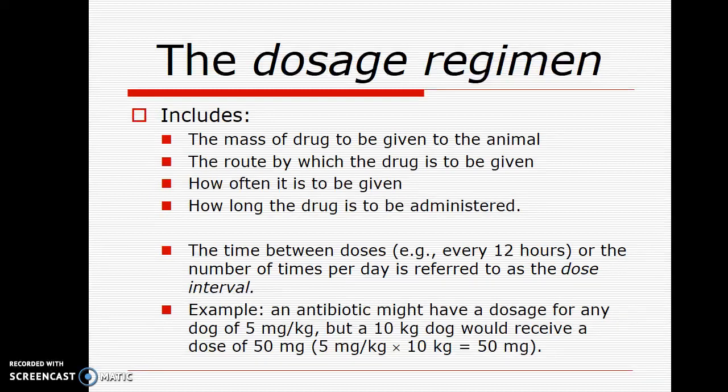And looking at the difference again between the dosage and the dose, in this example, the dosage is 5 milligrams per kilogram, but a 10-kilogram dog would receive a dose of 50 milligrams. And I've got the calculation there. We will be going over this in a lab, so we'll get more hands-on experience with using these terms and how we would write it in a record and how we would calculate it for a specific animal.